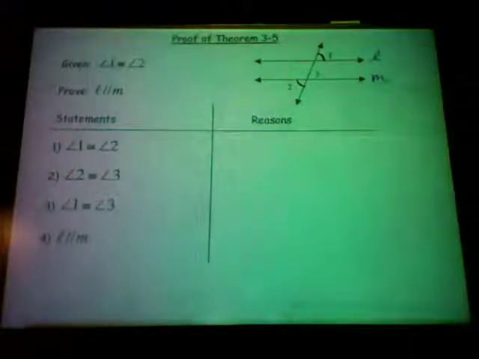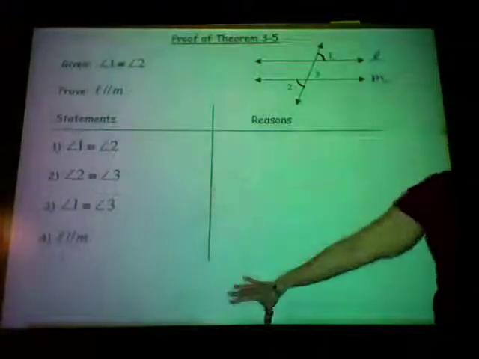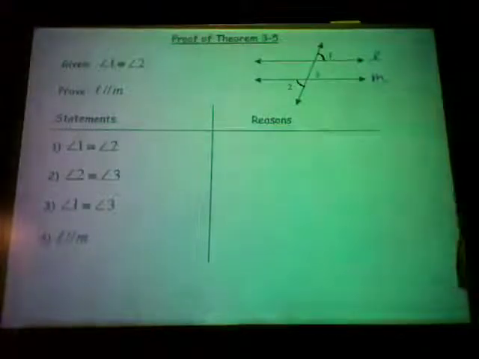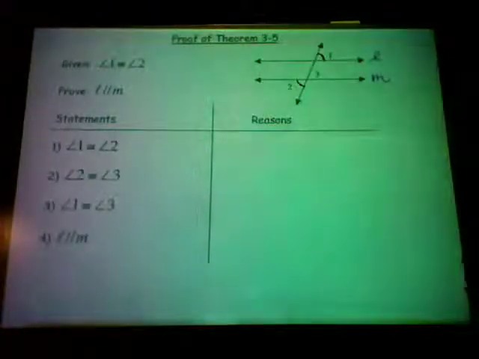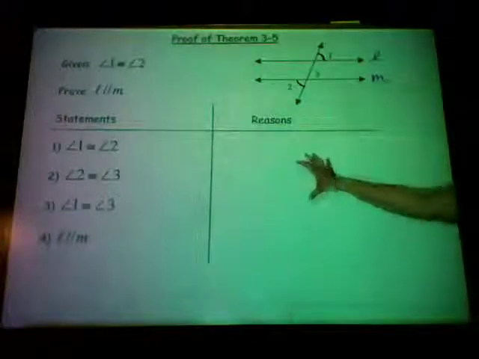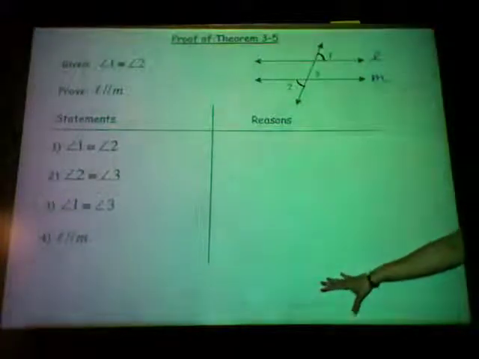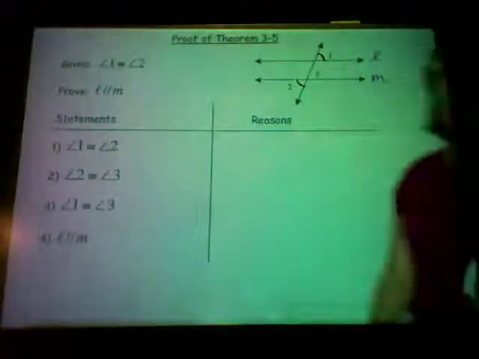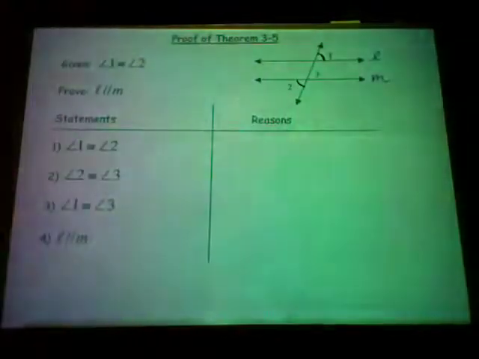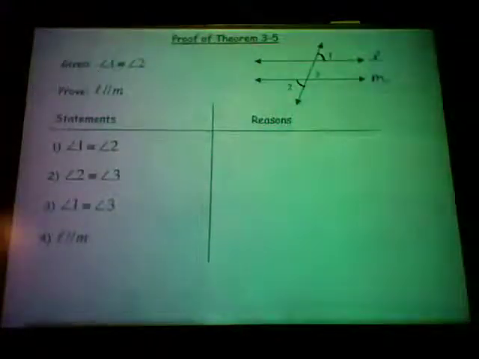Alright? And I've given you all the statements over here. I'm going to give you about 5 minutes where I want you, with your partner, to figure out what these reasons are. So I'm going to turn the lights on and give you about 5 minutes to work together. And if you're watching this movie at home, do it on your own. 5 minutes.